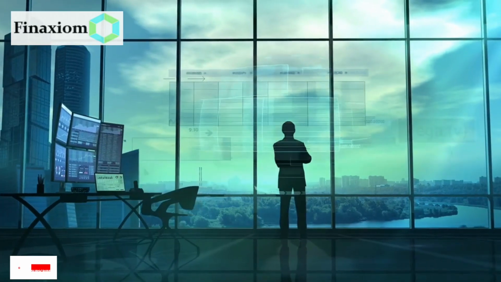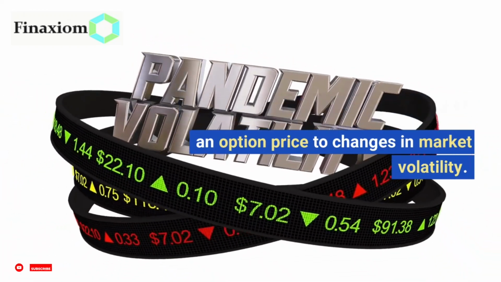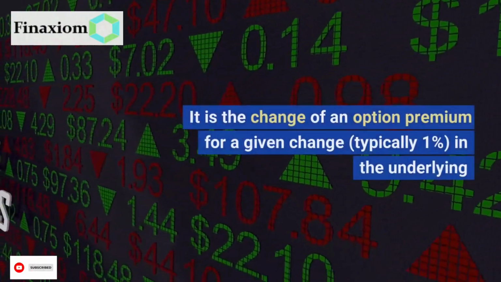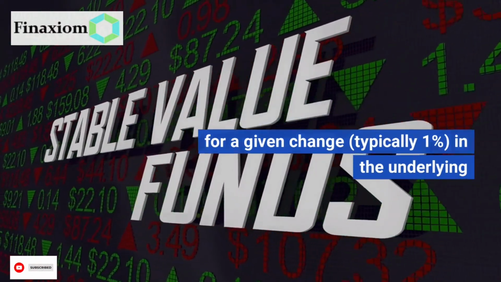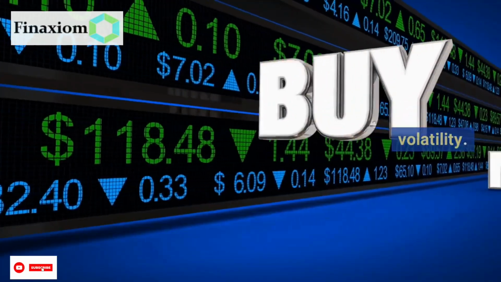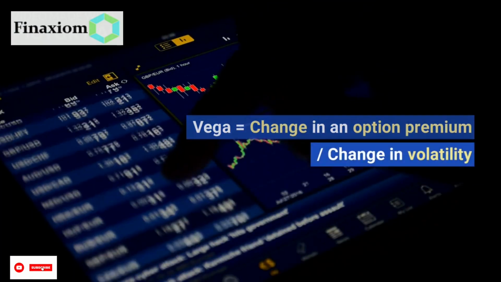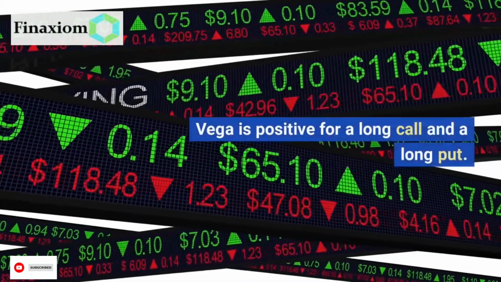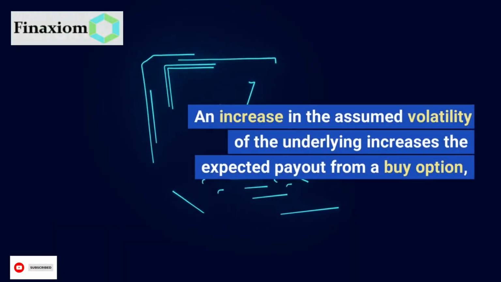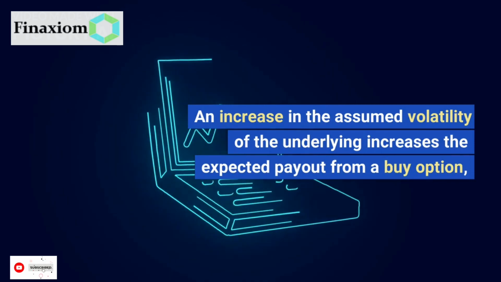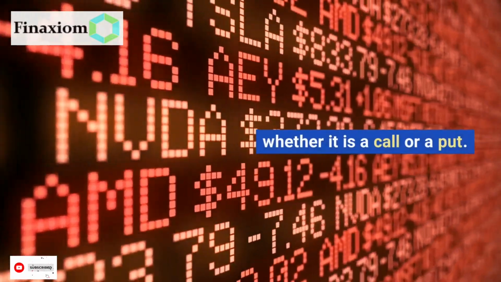Vega, nu. This is a measure of the sensitivity of an option price to changes in market volatility. It is the change of an option premium for a given change, typically 1%, in the underlying volatility. Vega equals change in an option premium over change in volatility. Vega is positive for a long call and a long put. An increase in the assumed volatility of the underlying increases the expected payout from a bought option, whether it is a call or a put.